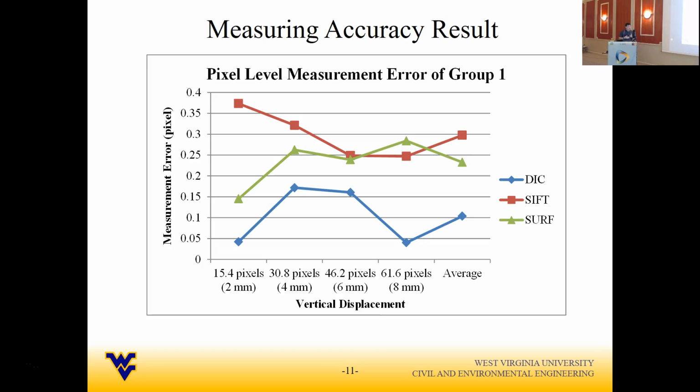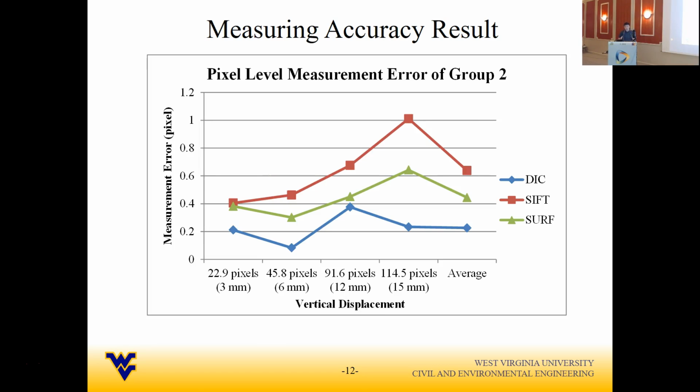Well, I'll skip the detailed implementation, and here I want to show some of the experimental results. For the accuracy, you could see the DIC, the digital image correlation, performed best, generally speaking, and this was also concurred by the second group of study. Again, we see the DIC algorithm performed best in terms of accuracy. The second one is SURF, and the worst one is SIFT.